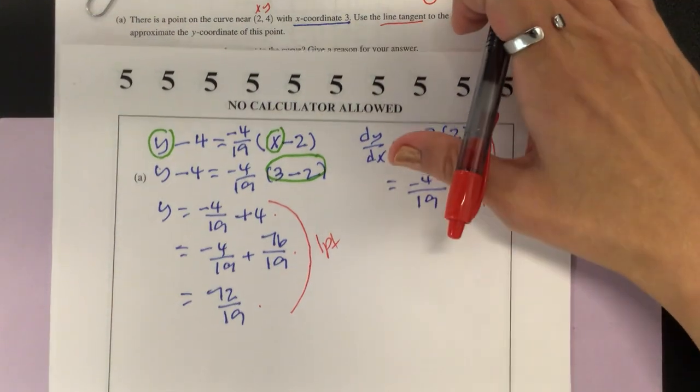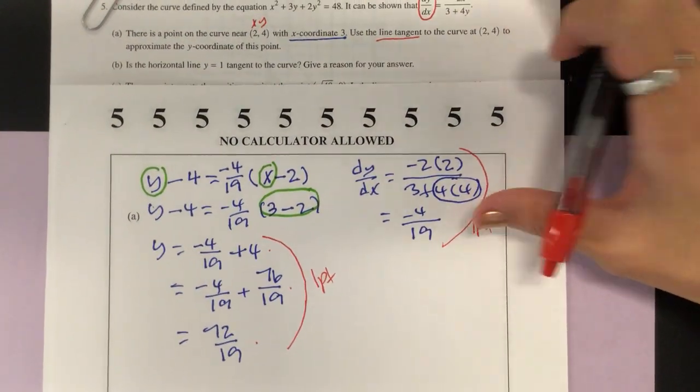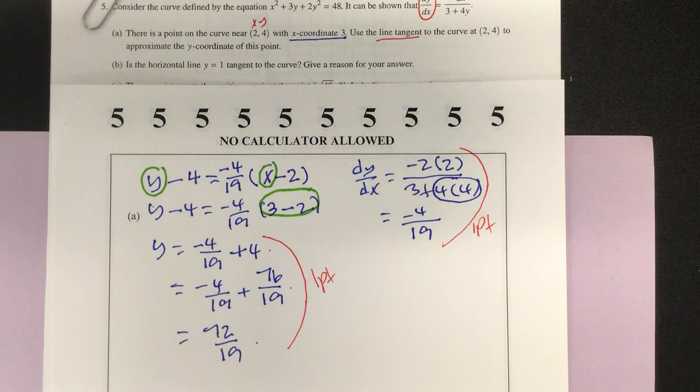Let's go on to part B. On part B, Charlie, go ahead and read. The horizontal line y = 1, is it tangent to the curve? Give the reason for your answer. Okay, so it's saying the horizontal line y equals 1. Is that tangent to the curve?